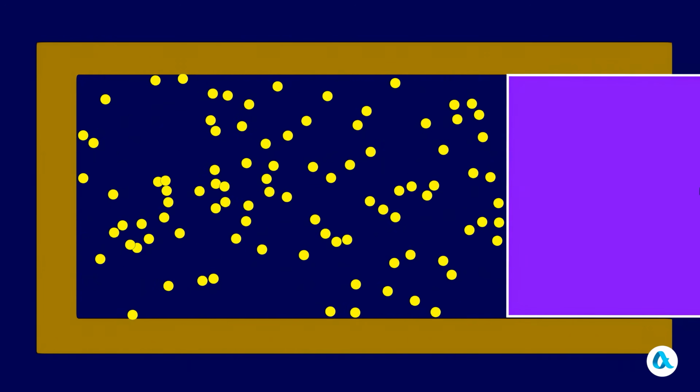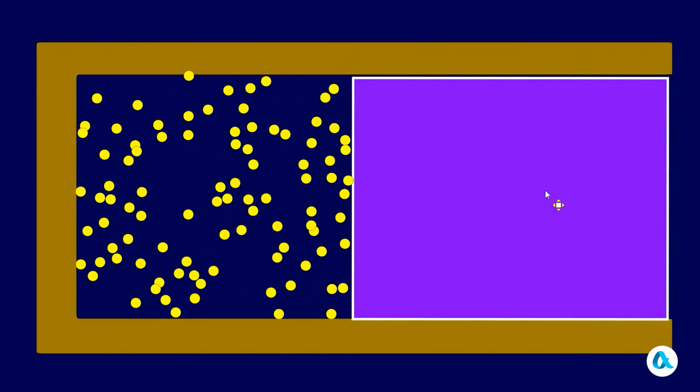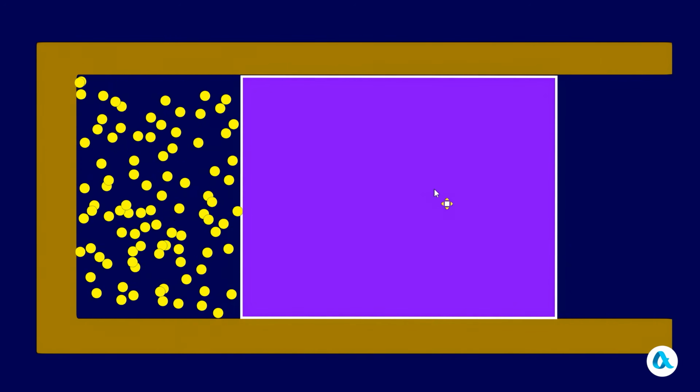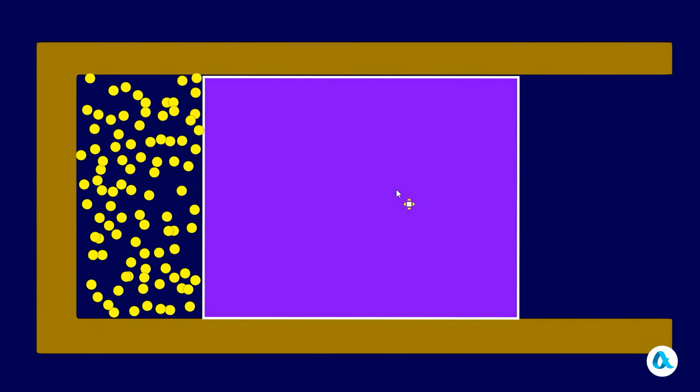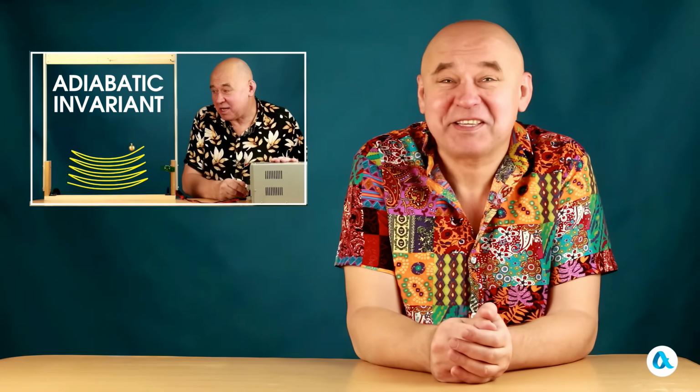And with each collision, because the piston is moving, the energy of the colliding particle increases. Then it transfers this energy to other particles through collisions. In this way, the energy of the particles inside the box keeps increasing. And this means that we've raised the temperature of the gas inside the box. Actually, we've already considered the motion of a single particle inside a one-dimensional box with a movable wall in the video Adiabatic invariant, and I recommend you watch it.